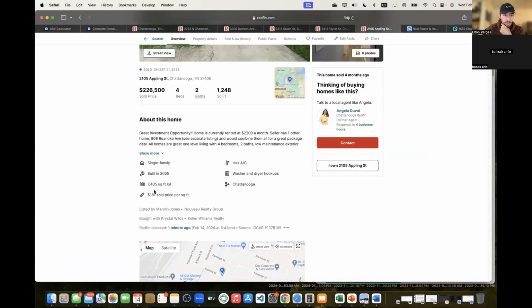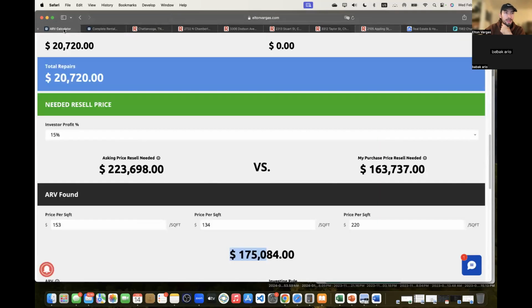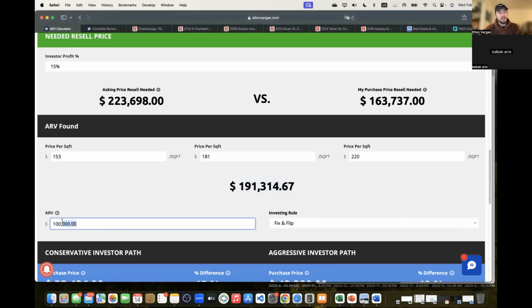How much did this sell per square foot? 180. All right, cool. We can probably pull that. Pull this one, 180. So we can resell this property for $191,000. So that's going to be my ARV. That's going to be basically what I can resell it for.